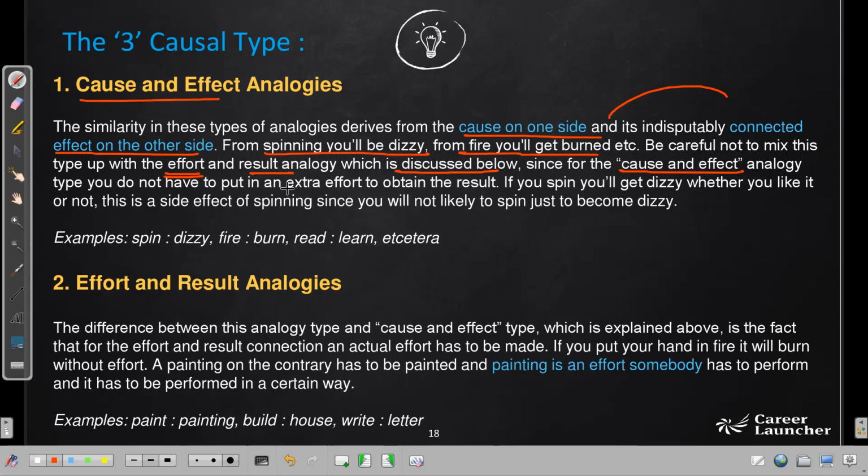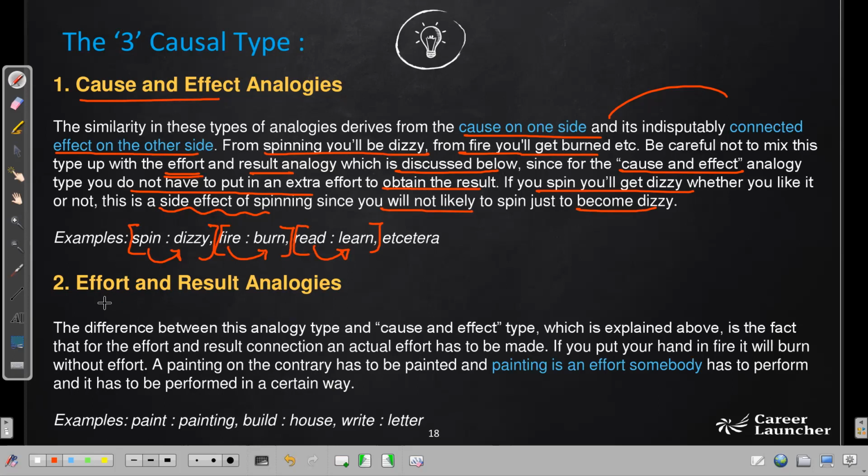For the cause and effect analogy type, you have to understand that we do not have to put in extra effort to obtain the result. If you spin, you'll get dizzy, whether you like it or not. It is the side effect of spinning. You're not likely to spin just because you want to become dizzy, right? Similarly with fire, it's not likely that you want to burn, so fire automatically burns. You can just add the word automatically in your sentence: spinning automatically makes you dizzy, or reading automatically makes you learn, etc.